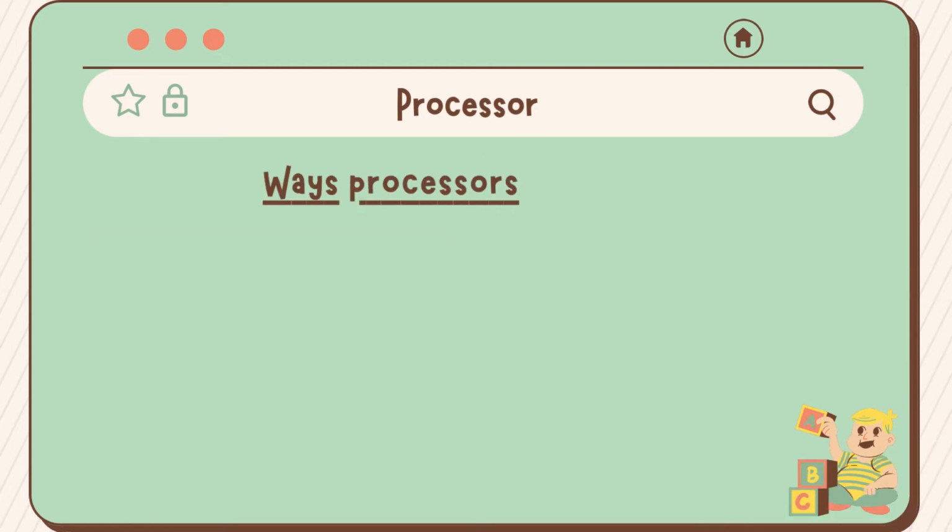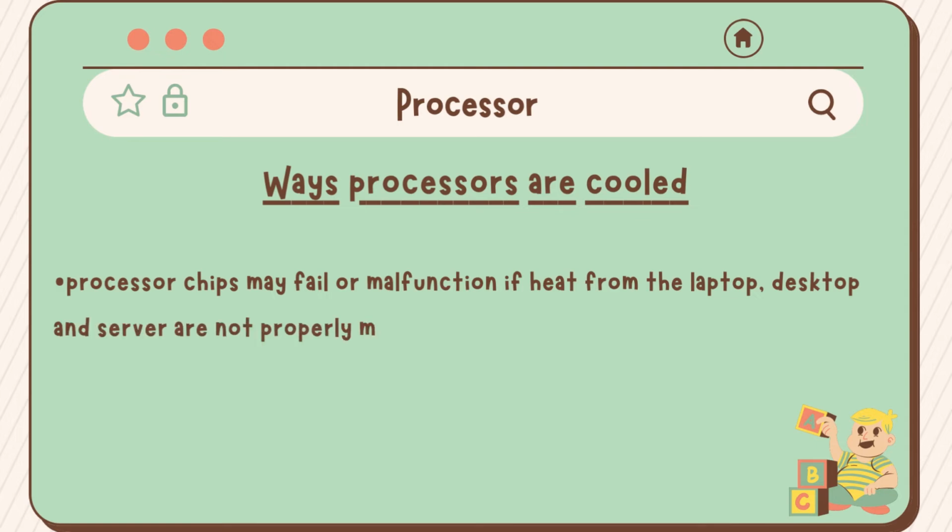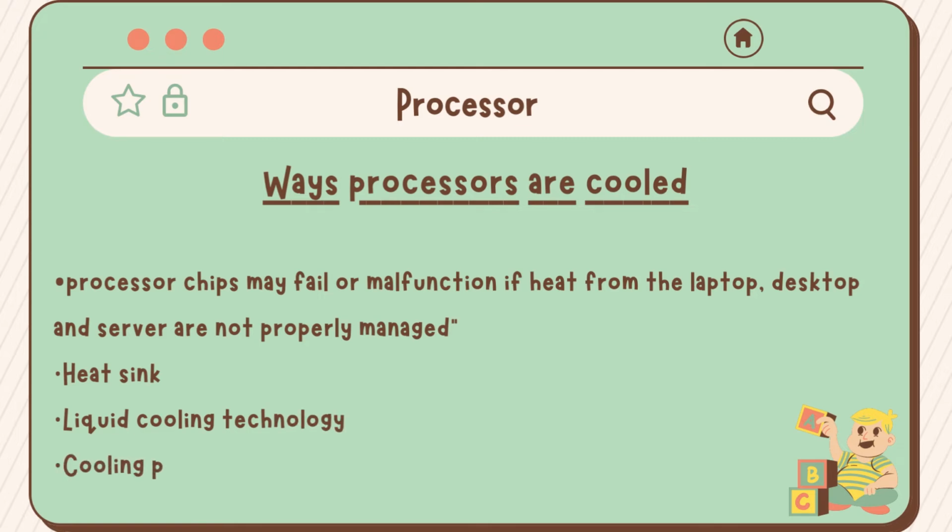Ways processors are cooled. Processor chips may fail or malfunction if the heat from the laptop, desktop, and server is not properly managed. There are a few ways to cool the processors: using a heatsink, liquid cooling technology, or a cooling pad.